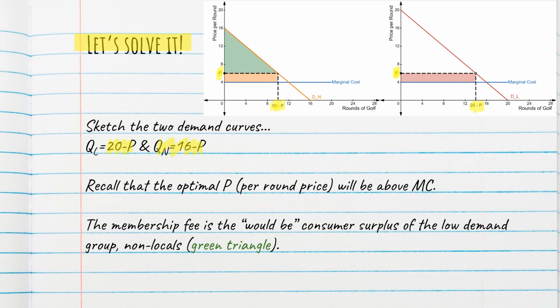If we set the per round price of golf equal to P, then the would-be consumer surplus is this green shaded triangle, the area below demand and above price in the non-local market. Just so we're clear, these membership fees are pure profit. There are 20 potential customers here. If we collect 20 membership fees, then we have 20 times this green triangle as our profit. But that's not the whole story. There's actually more profit than just that.